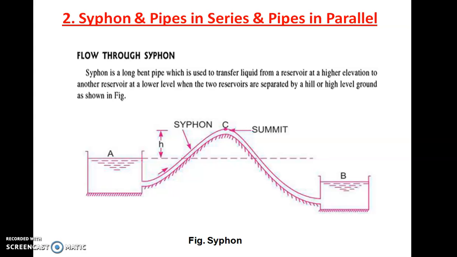That is P1 by rho g plus V1 square by 2g plus Z1 is equal to P2 by rho g plus V2 square by 2g plus Z2, plus losses happening between A and B, all major and minor losses. In many cases, minor losses are neglected. So you can consider the major loss, HF is equal to 4FLV square by 2g.